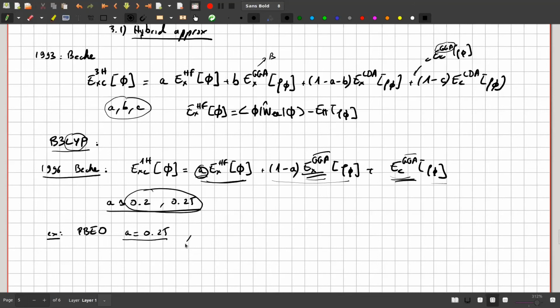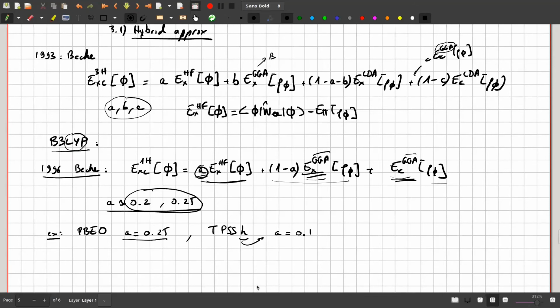Another example of a hybrid functional is the TPSSh, where h is for hybrid. And in this case, with the meta-GGA functional, typically you need a smaller fraction of Hartree-Fock exchange. So here they have optimized the parameter and they found a equals 0.1. Okay. So that's, I would say, examples of hybrid functionals with minimal empiricism, with not many parameters.